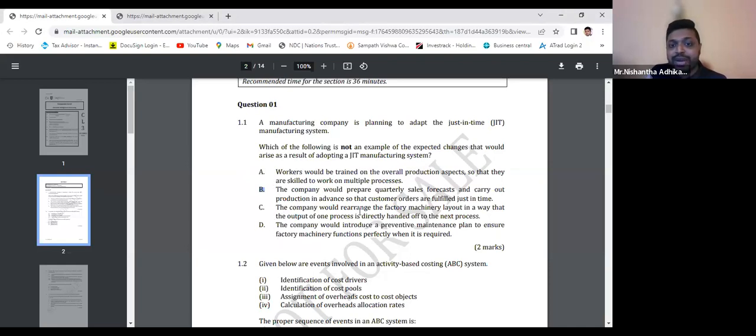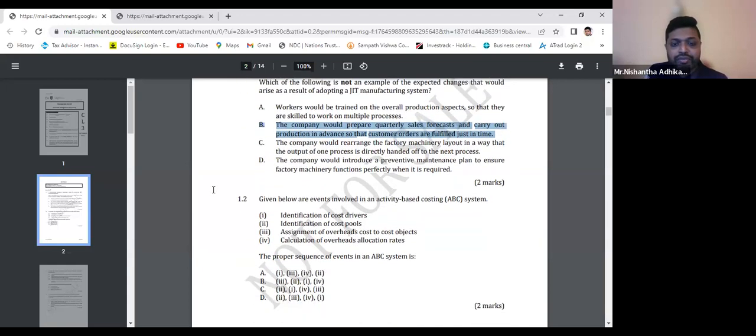Okay, we'll see C and D. The company would rearrange the factory machinery layout in a way that the output of one process is directly handed off to the next process. That is streamlining of the processes. That should have been done. Right, the factory flow arrangement to be done. It is part of the JIT environment. The company would introduce a preventative maintenance plan to ensure factory machinery functions perfectly when it is required. That means you will adopt preventative measures rather than corrective measures. That is a kind of application in the JIT environment. Therefore, there is also a change which you need to make in the JIT environment. Therefore, the correct answer is B. This is the answer you have to select.